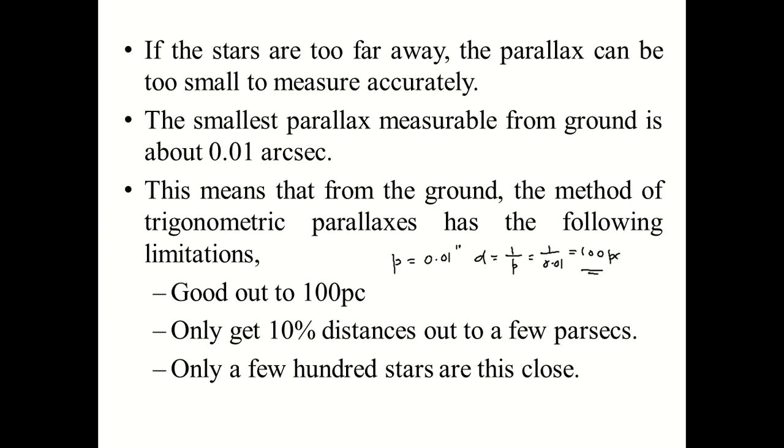If you consider this distance of 100 pc, it only covers 10% of the distances that we can see. And also, only a few hundred stars are this close, all other stars are beyond this limit. So this method still has a limitation that it can measure distances only up to 100 parsec.